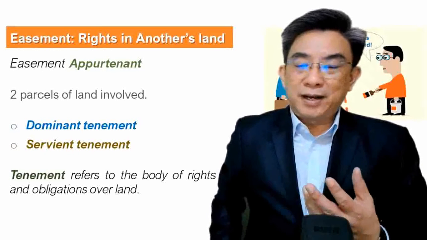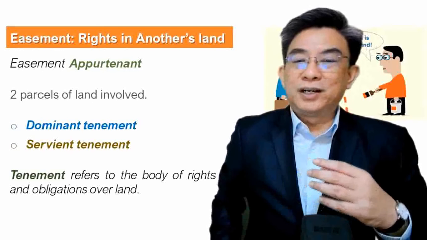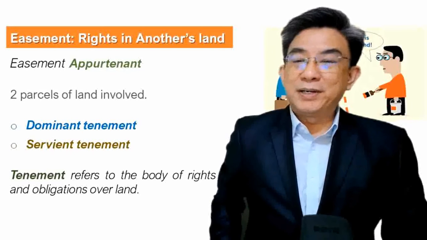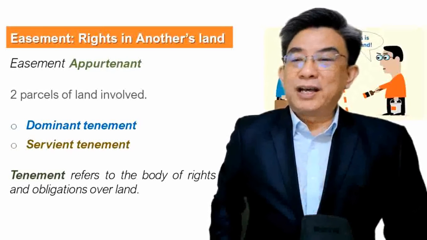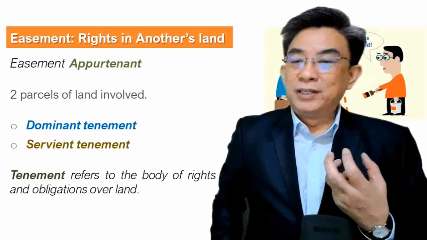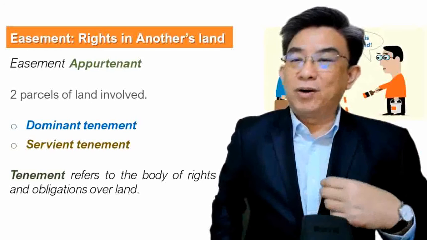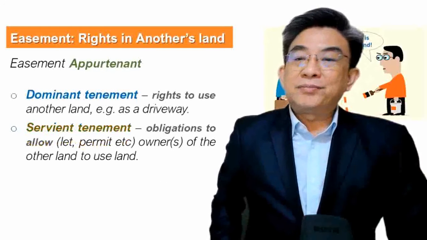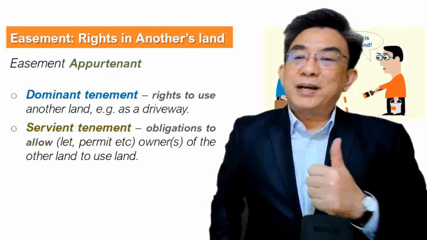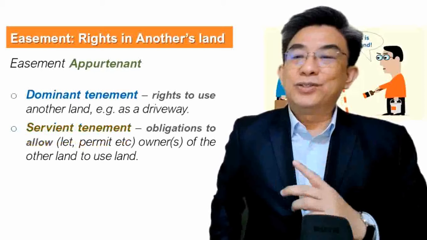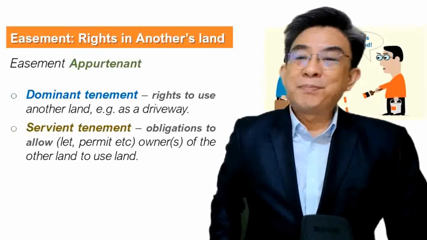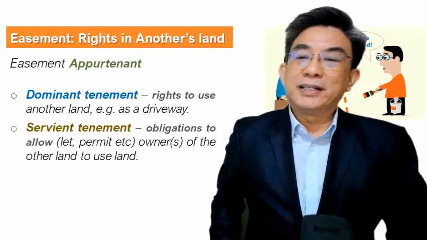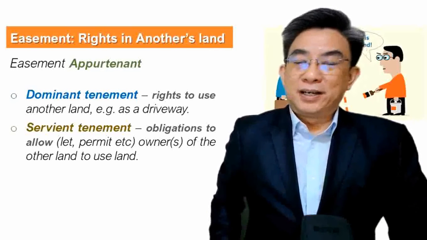That means the body of rights will include the right to use the neighbor's land. Then for the other neighbor, the body of rights will have the obligation whereby they have to let the neighbor use their land, or subject to a certain restriction. Now, dominant tenement means rights to use another land, such as a driveway. Of course, it can also be a restriction. I'll explain later.